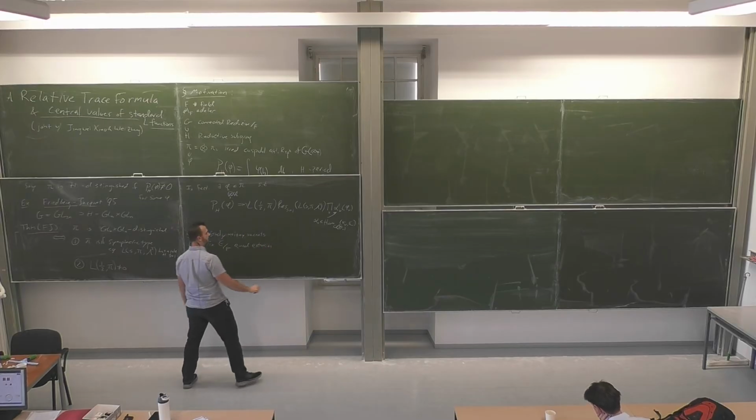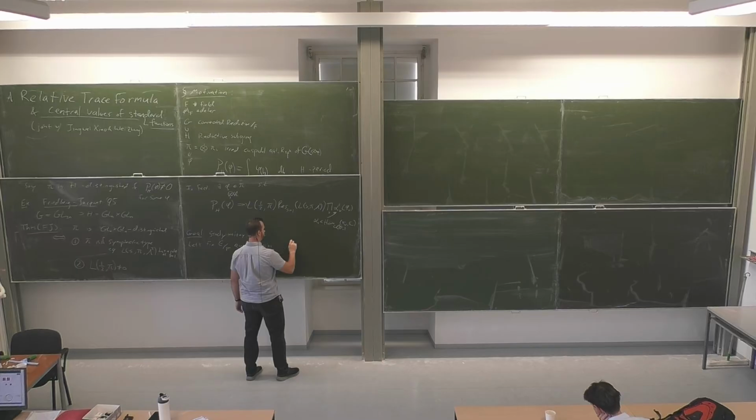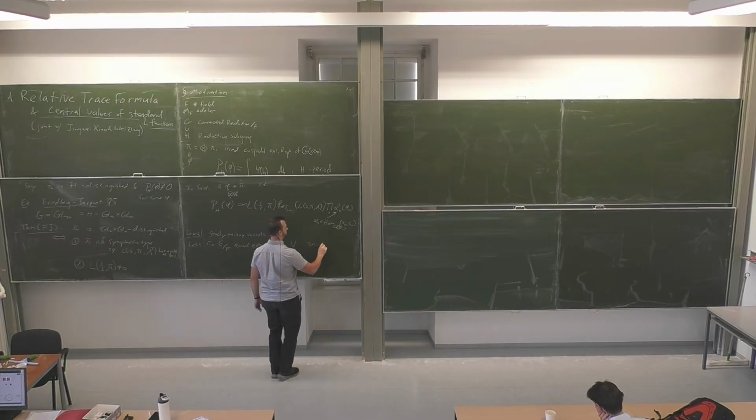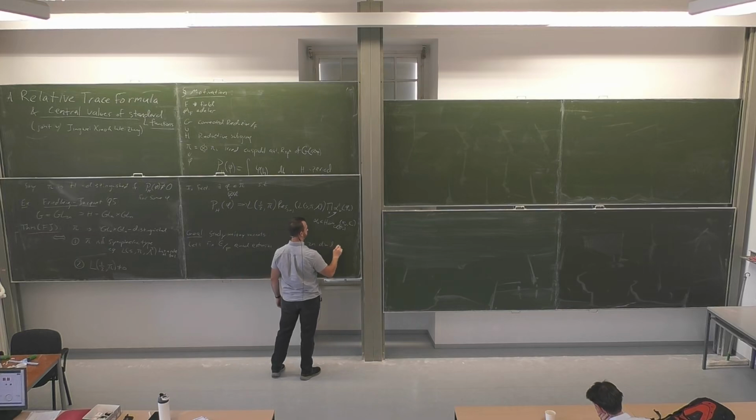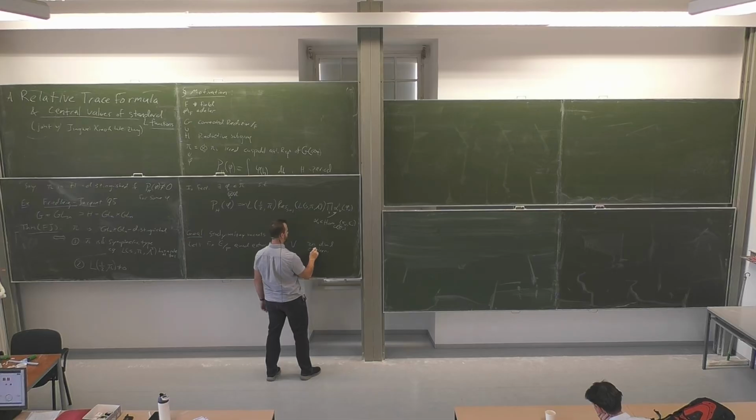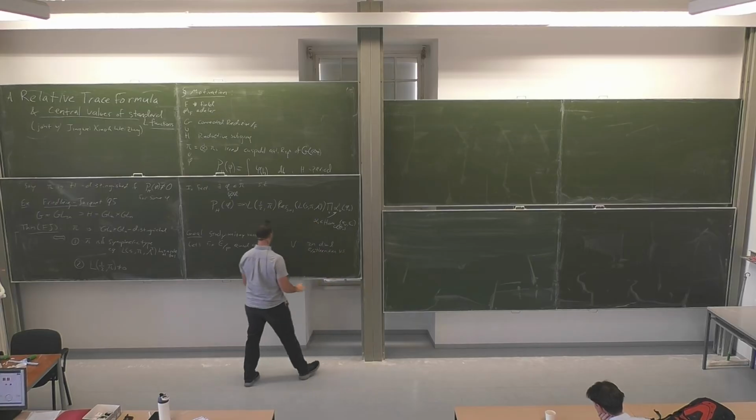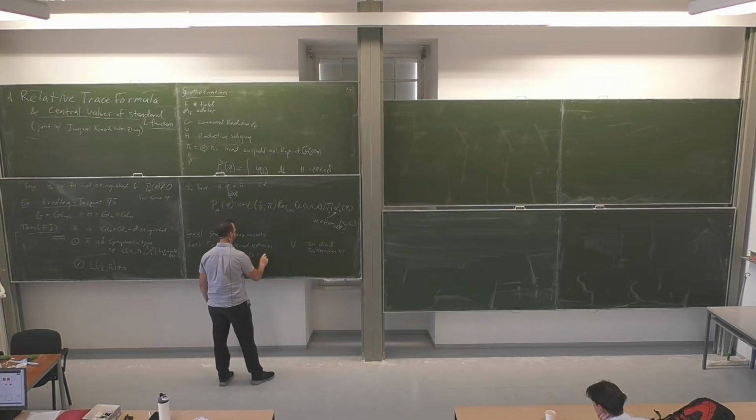And I'll take V to be some 2n-dimensional Hermitian E over F Hermitian vector space. So with this, I can choose my G to be the unitary group.